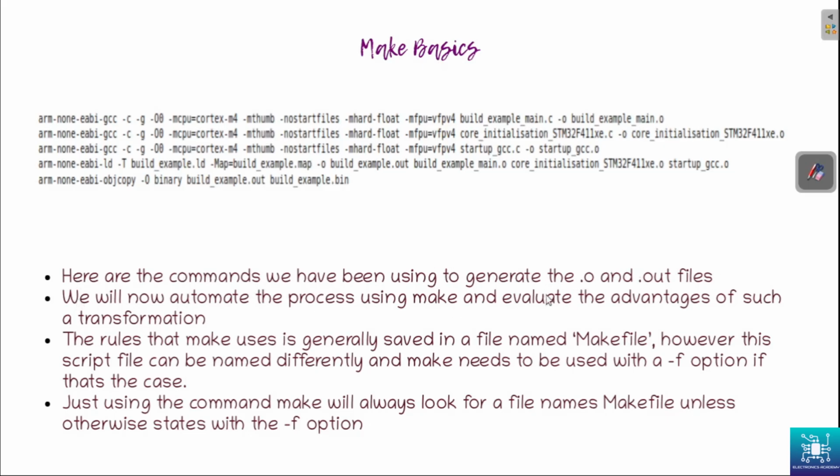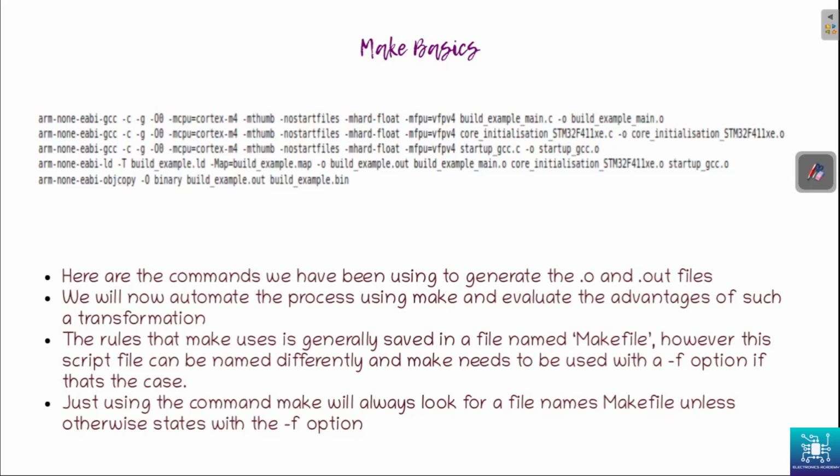Now we'll automate the process using make and evaluate the advantages of such a transformation. The rules that make uses are generally saved in a file called Makefile. However, this script can be named differently, and make needs to be used with a -f option if that's the case. So if you have a file named Makefile with a capital M within a folder, and you navigate into that folder and just type make, it will take this Makefile as the default.